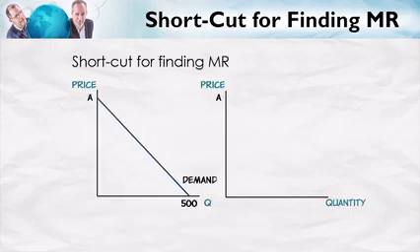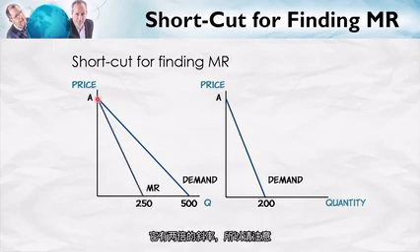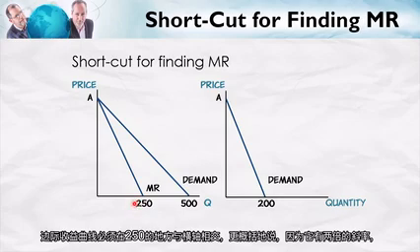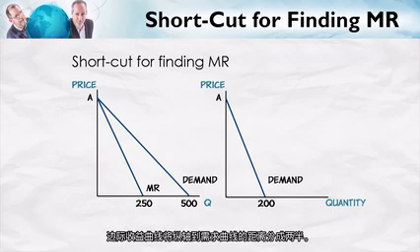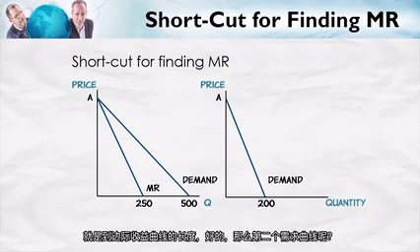Let's use our shortcut on these 2 different demand curves. In the first case, the marginal revenue curve begins at the same point on the vertical axis. It has twice the slope. So notice what that means is that if the demand curve hits the horizontal axis at 500, the marginal revenue curve must hit the horizontal axis at 250. More generally, since it has twice the slope, the marginal revenue curve splits the distance between the vertical axis and the demand curve in half. So the distance from the vertical axis to the marginal revenue curve is half the total distance to the demand curve throughout the length of the marginal revenue curve.